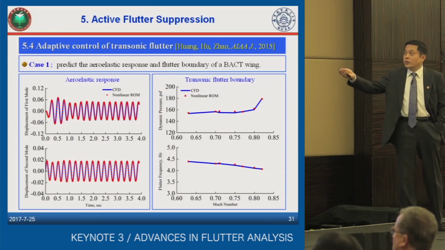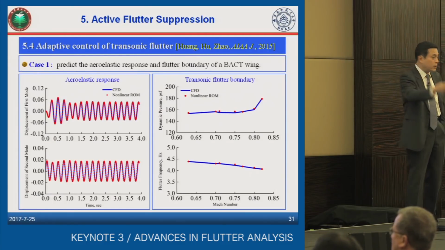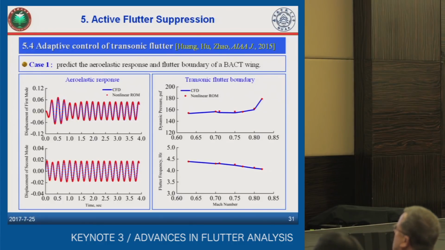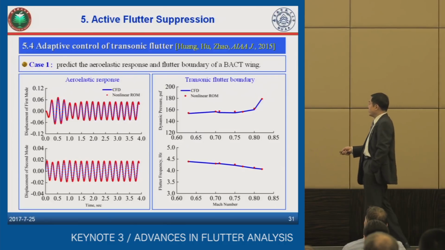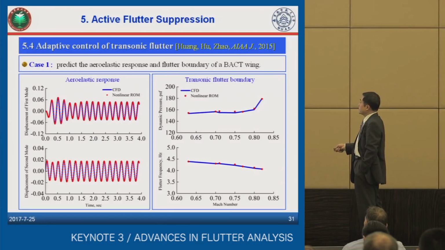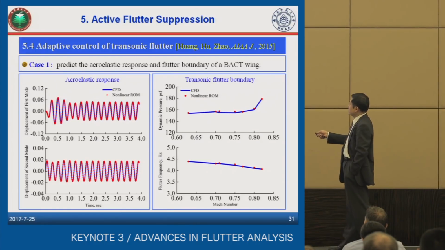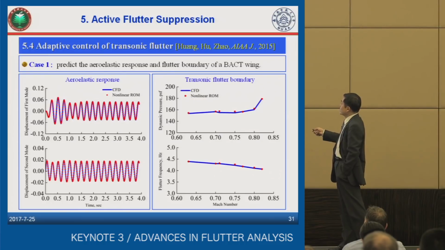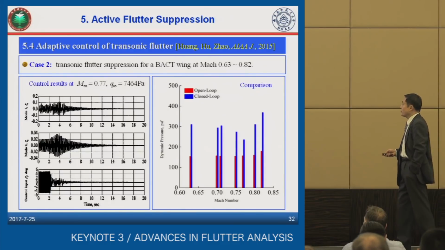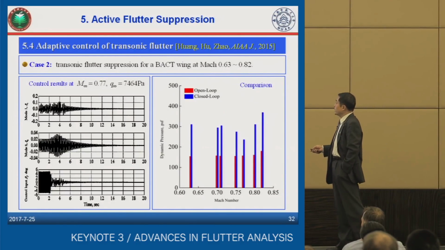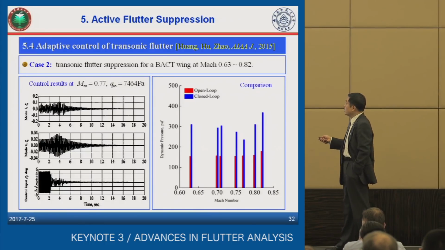Then I show you two case studies regarding this control approach. The first is to predict the aeroelastic performance of transonic flutter with variation of the flow speed, say from 0.75 to 0.82. And you can see that the transonic flutter boundary can stay almost unchanged under the control. That's a very important good performance. Meanwhile, we can make a comparison between the dynamic pressure of the open loop system and the closed loop system.